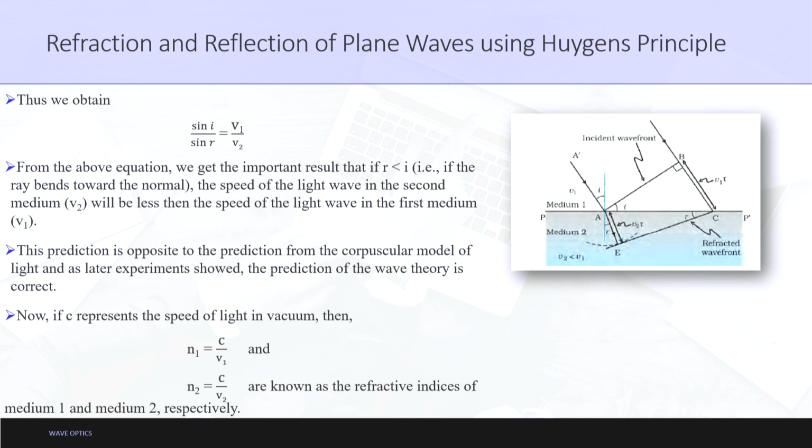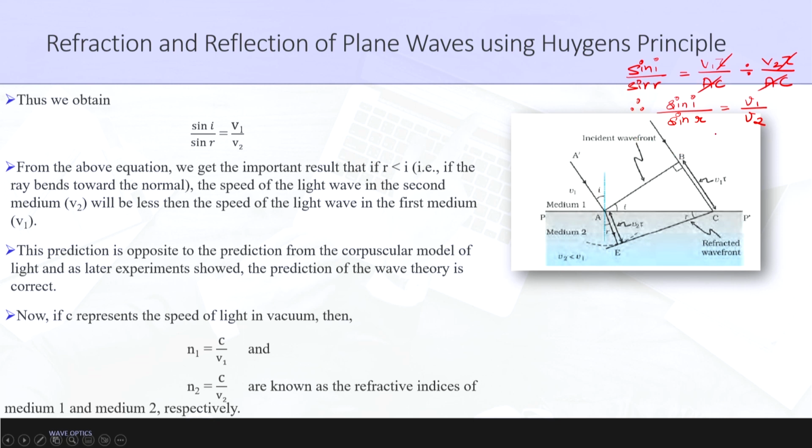Thus, we obtain sin I by sin R is equal to V1 by V2. It is quite evident, as we already talked about in the last slide, that sin I by sin R is equal to V1 tau by AC divided by V2 tau by AC. So, AC gets cancelled, tau gets cancelled, therefore sin I by sin R is equal to V1 by V2. So, this is the concept we found using this principle.